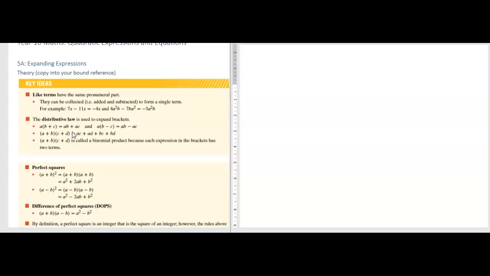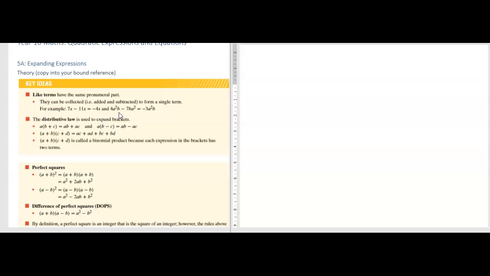Okay, so the key ideas for 5a, we need to know what a like term is. Basically a like term has the same pronumeral part, so basically the same letter part. So we have different terms. In this example, 7x, x is the pronumeral part, and then negative 11x, x is the pronumeral part. So they're the same, and that is equal to negative 4x. So we can add and subtract like terms.